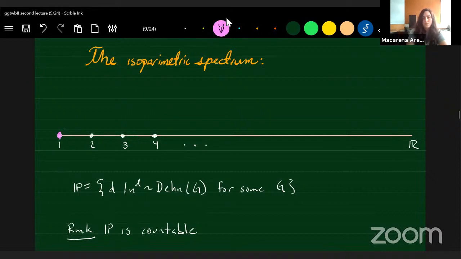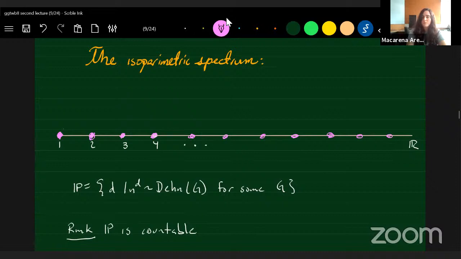We know that it contains 1, because there are groups that have linear Dehn functions. We know that it contains 2, because we have groups that have quadratic Dehn functions. And in general, we know that it contains all the integers. But from what we've discussed so far, we don't know much more than that.